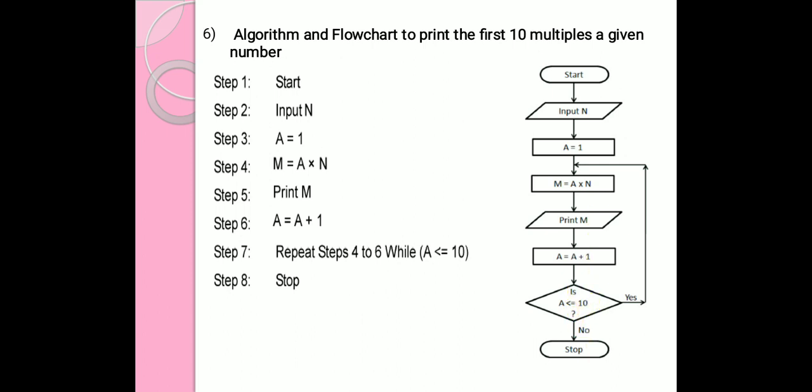Consider n is 2. Start, input 2, a equal to 1, m equal to 1 into 2. What is 1 into 2? 2. Print 2, a equal to a plus 1, up to 10. These are the first 10 multiples of a number. When the value of a is greater than 10, that is 11, stop the repeated steps and go to the last step, stop.